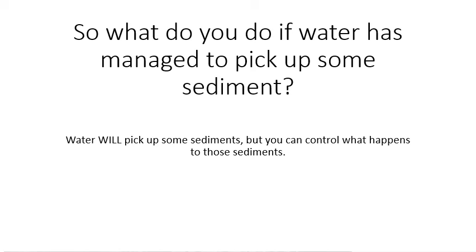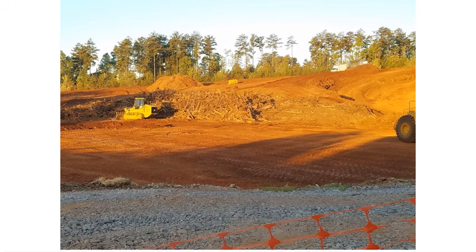So, guys, erosion is going to happen, and you know it's natural. Water is going to pick up some sediments, but we can control what happens to those sediments when the water is moving it. Consider the situation here. Before they finish building this neighborhood, or whatever it is they're building, it's going to rain, and the water's going to run downhill, and it's going to pick up some sediment. The question is, where does it take it, and where can I have it dropped where it won't cause problems?